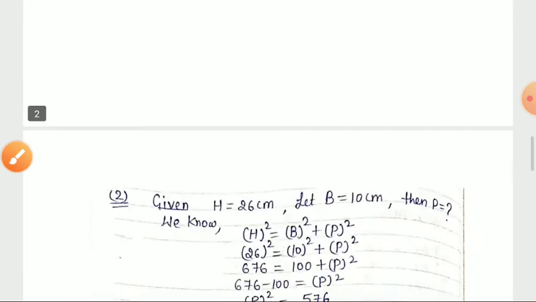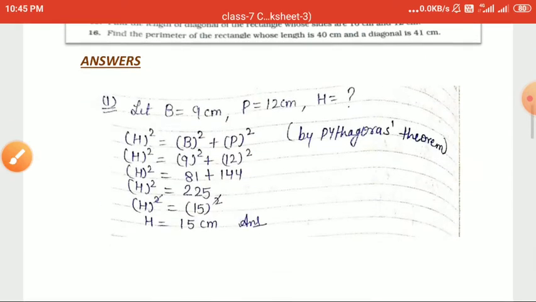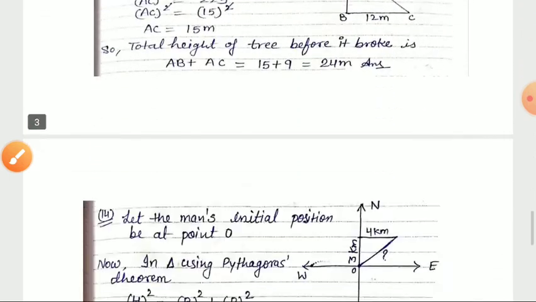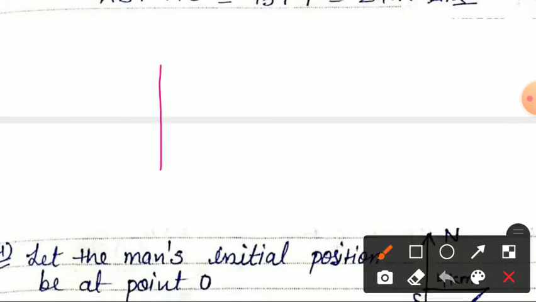Question number 11. A tree is broken by the wind but does not separate. If the point from where it breaks is 9 meter above the ground and its top touches the ground at a distance of 12 meter from its foot, find the total height of the tree before it broke. So what happened, children? Suppose this is a full tree. Now it is broken from a point that is 9 meter above the ground. So suppose it is broken here, and this distance from where it broke is 9 meter.